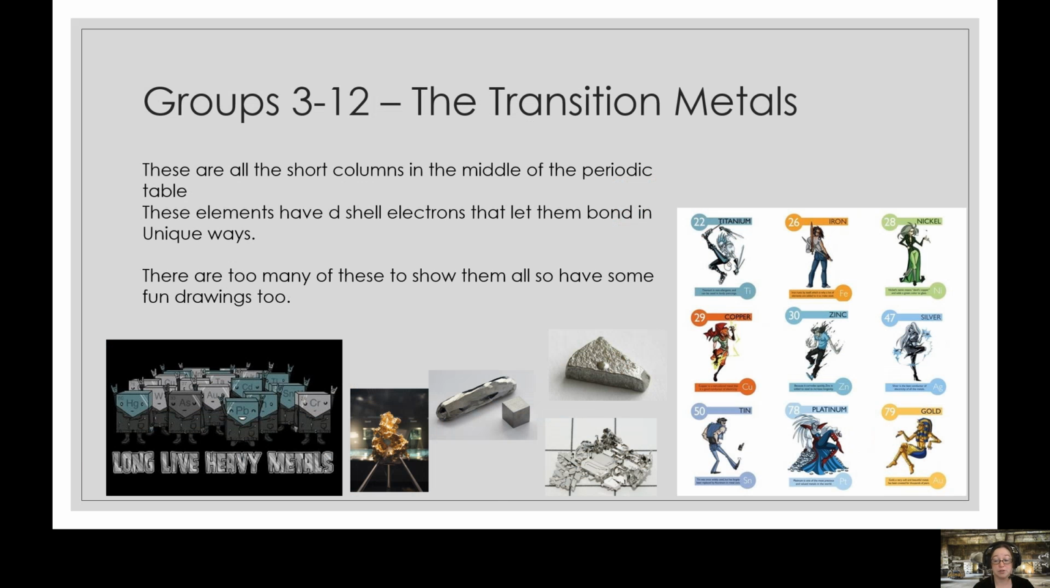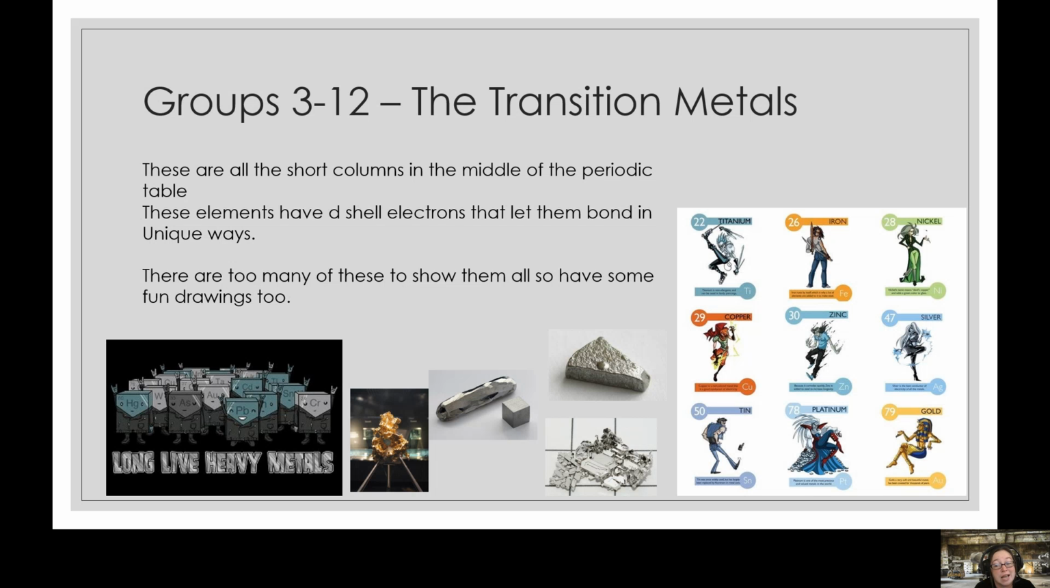Groups 3 through 12. So this is the center of the periodic table that's shorter than the rest. So these elements have d shell electrons that let them bond in unique ways. They also are metals, so they share electrons differently than most other things. There are too many of these to show them all, so we've got just some fun drawings and some examples of what they look like.